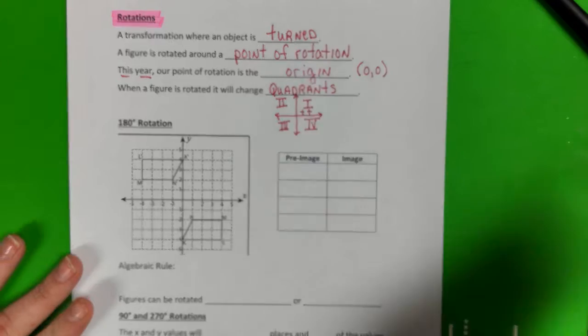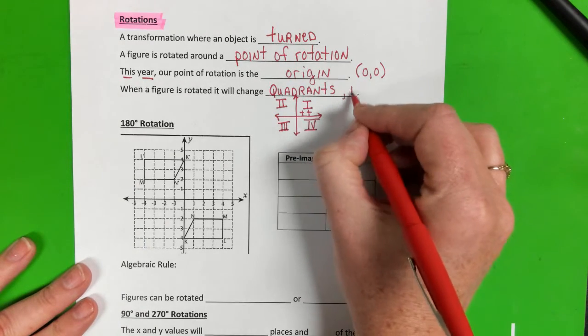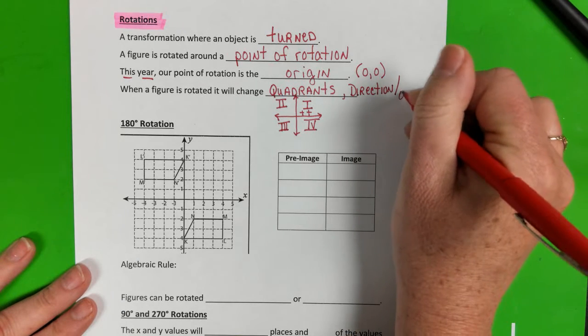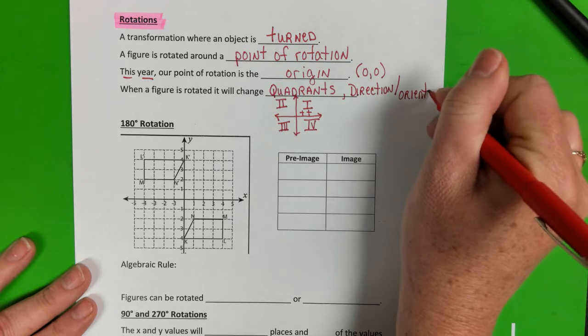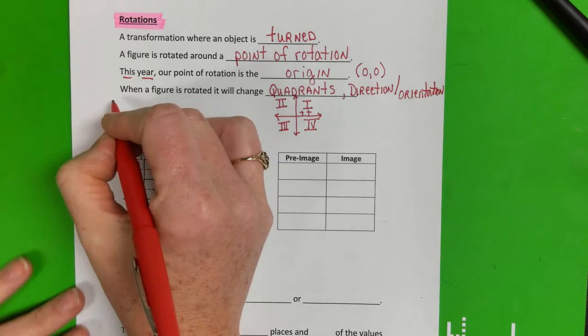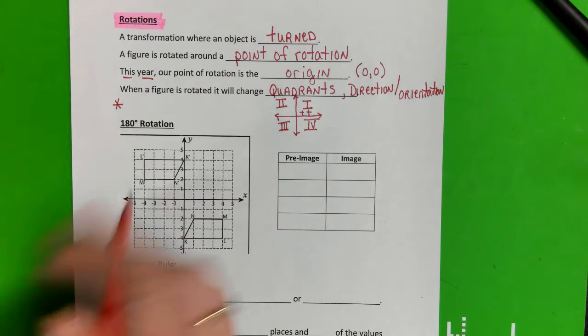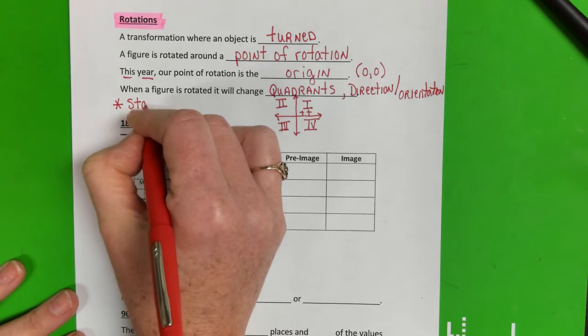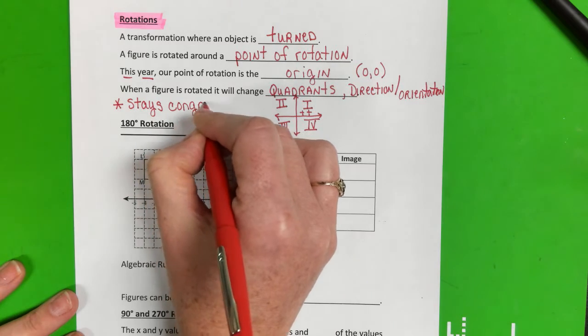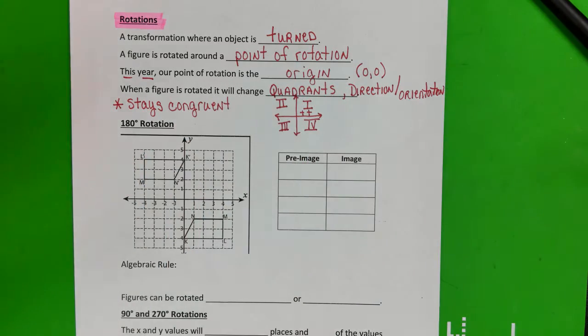Okay? Also, when a figure is rotated, it will change direction. It will change orientation. We've been talking a lot about orientation. Because we are turning it, it's going to change which way it's pointing. Another comment is that all we're doing is turning the object, so keep in mind that rotations stay congruent. Even though it's pointing a different direction, it is still the same size and shape.